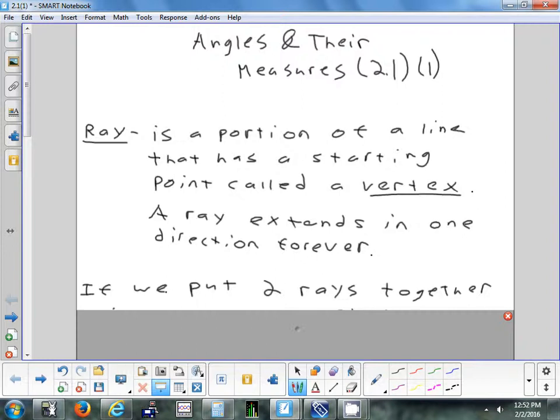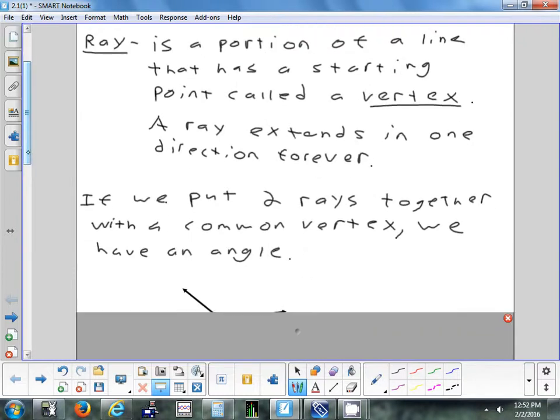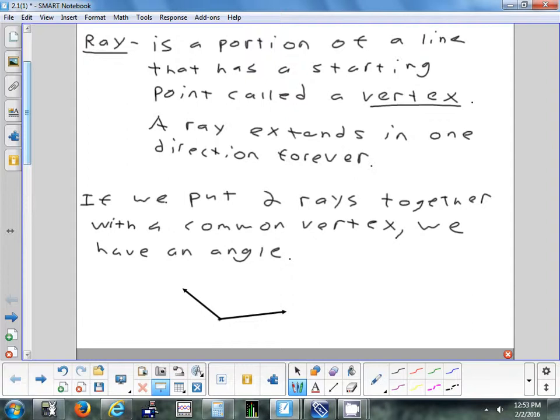If we take two rays, and have them start at the same vertex, give them a common starting point, we can create an angle. So there's a picture of an angle. Basically, we take two rays, give them the same vertex, common starting point, and then we just create an angle.